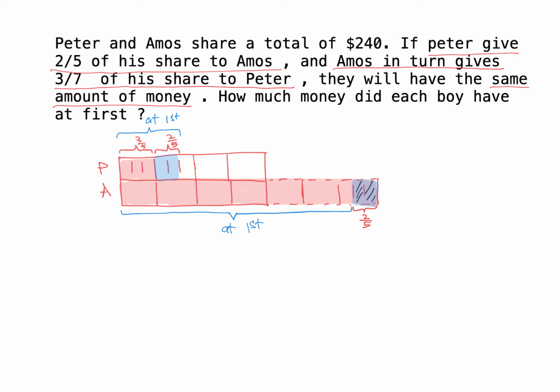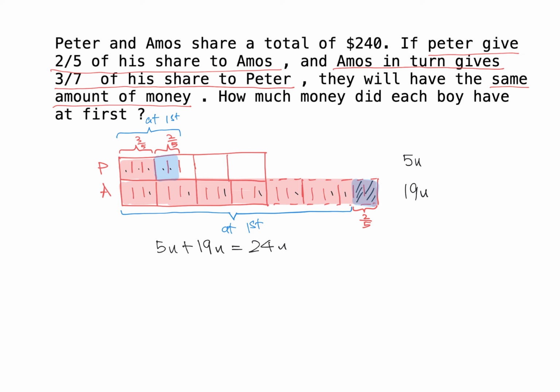Okay, and since each of the big boxes is cut into 3 smaller units, we'll cut all the rest of the big boxes into 3 smaller units, and each small box represents 1 unit. So if you count here, we have 1, 2, 3, 4, 5. Peter started with 5 units. What about Amos? 3, 6, 9, 12, 15, 18, 19. Amos started with 19 units.